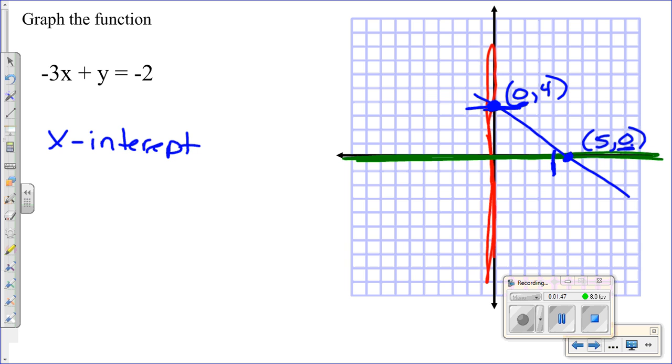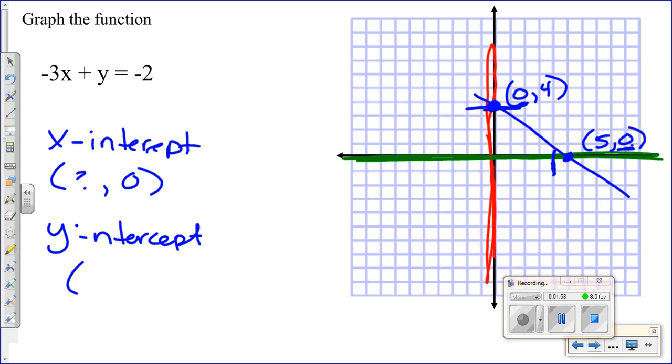So when I want to find my x-intercept and my y-intercept, my x-intercept then is going to be something, 0, and my y-intercept is going to be 0, something else. So I just need to know what those two things are. And I can do that by substituting in here part of my point.